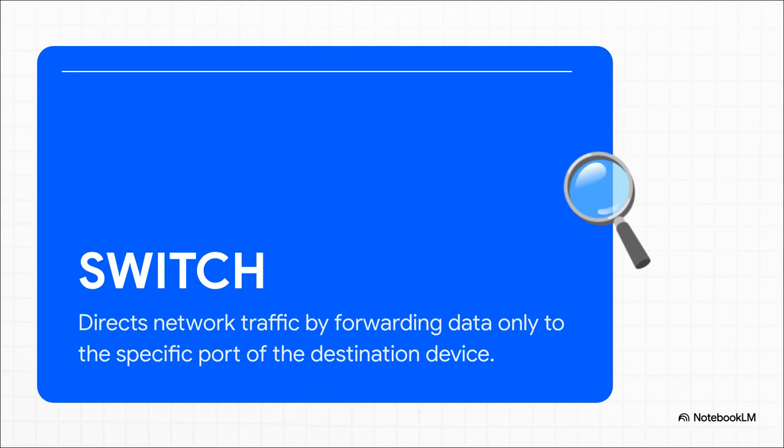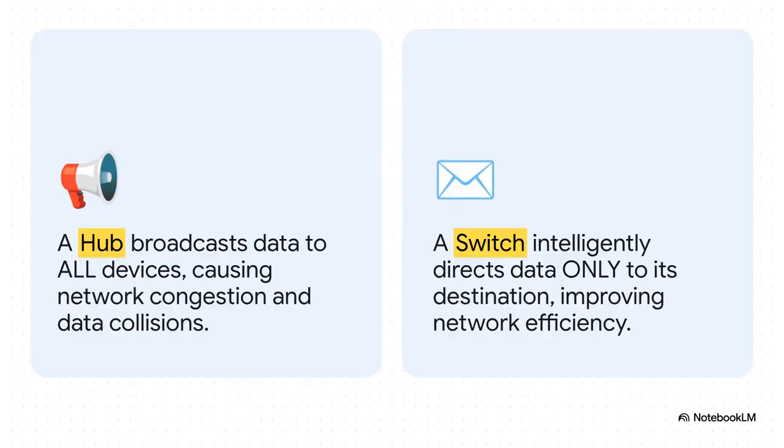It learns the specific address of each device that's plugged into it and sends data only to the device that's supposed to get it. No more shouting. So, yeah, think of it this way. A hub is a loudspeaker, creating a ton of unnecessary noise. A switch is like a private mail carrier making a direct delivery. That efficiency is why any modern network with more than a couple of devices is going to rely on switches to keep things moving fast.